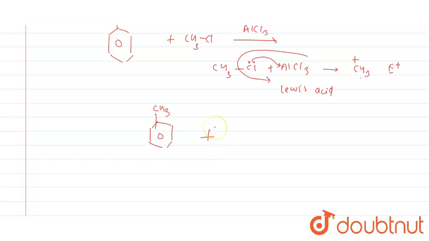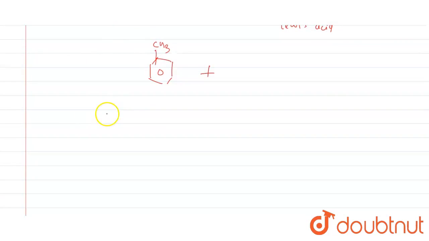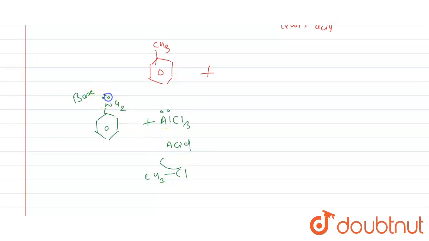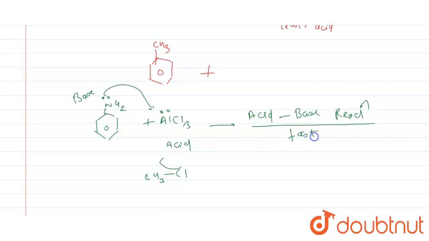But what happens when we have taken aniline here and AlCl3 in the reaction? AlCl3 is a Lewis acid and NH2 is a base. So instead of taking the electron pair from chlorine, it will take it from the nitrogen. An acid-base reaction takes place, and always remember that acid-base reactions are always fast reactions. So this will dominate over generating the electrophile.